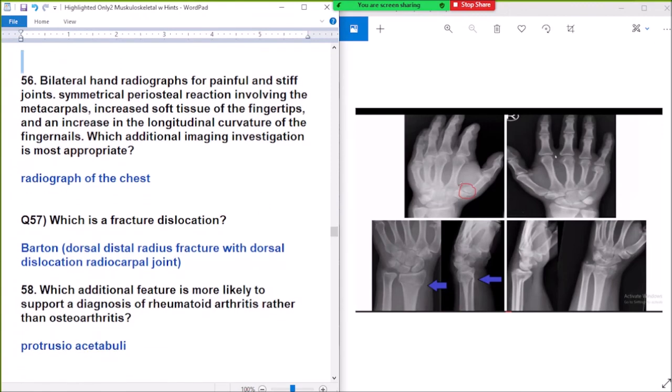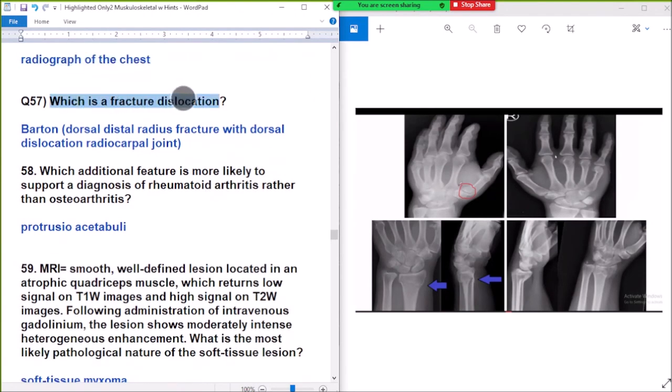Question 56. Bilateral hand radiograph for painful and stiff joints. Symmetrical periosteal reaction involving the metacarpals, increased soft tissue of the fingertips, and increase in the longitudinal curvature of the fingernails. Which radiological investigation is most appropriate? Radiograph of the chest.